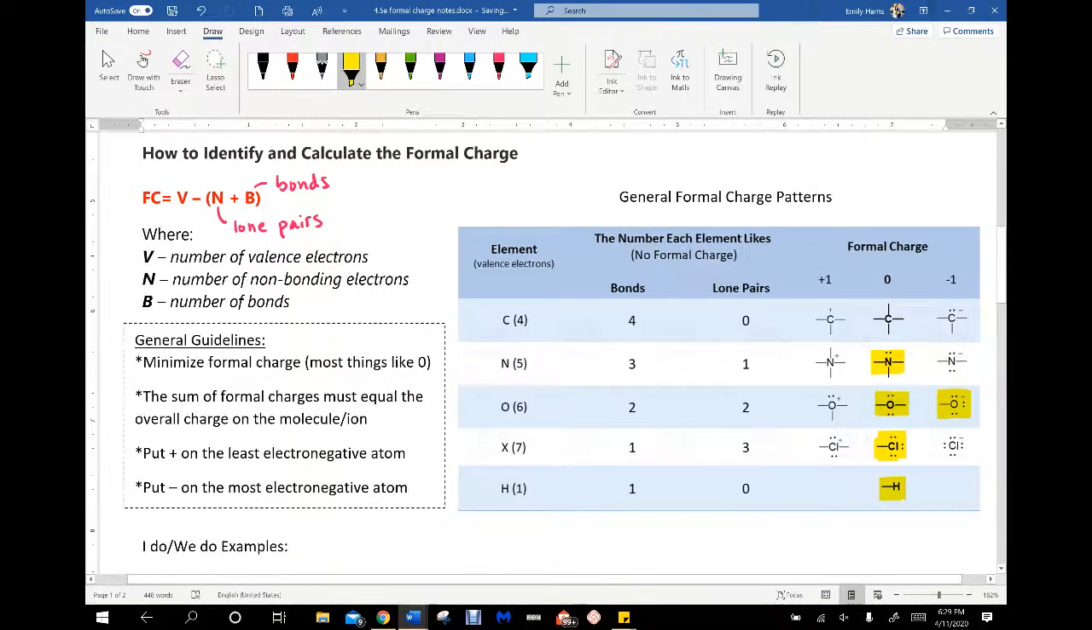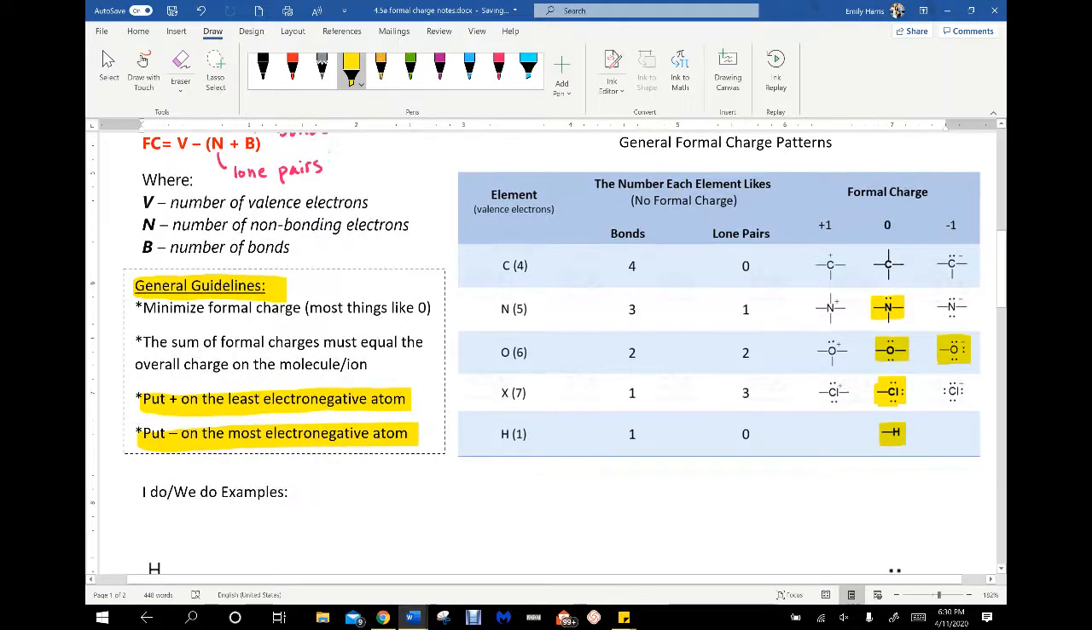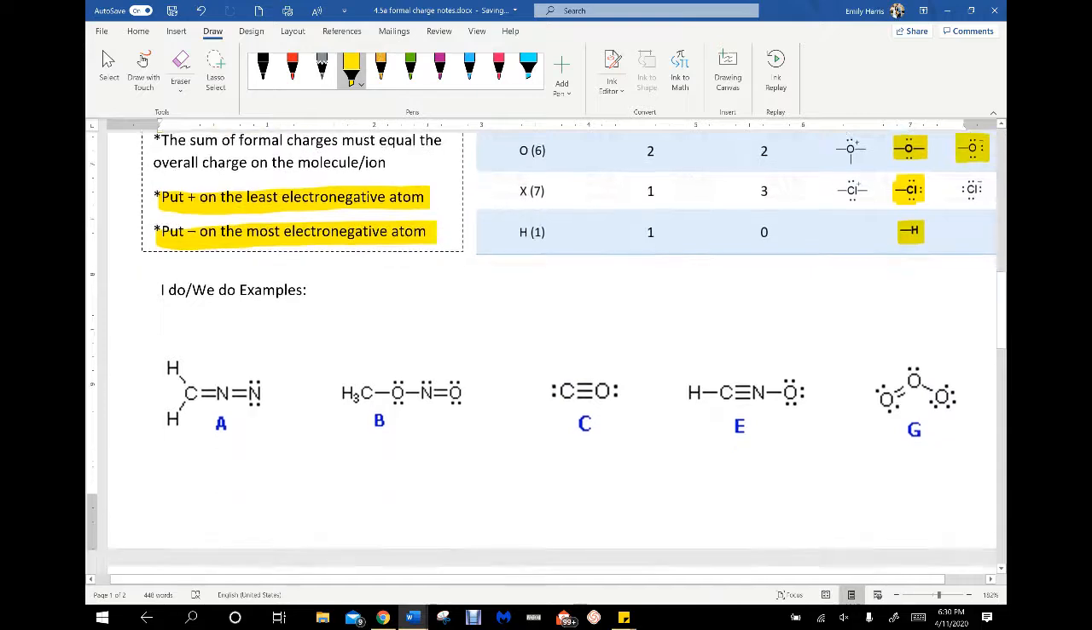Okay. And so as we go forward, some general guidelines: most things like a minimized formal charge. They would prefer to be neutral, okay? However, if you do have atoms that are charged, you want to put the positive charge on the least electronegative atom, and you want to put the negative charge on the most electronegative atom because it will be better able to stabilize or attract it, okay? And then the sum of the formal charges on the atoms must add up to equal the overall charge on the molecule. So let's go through and do some examples here.